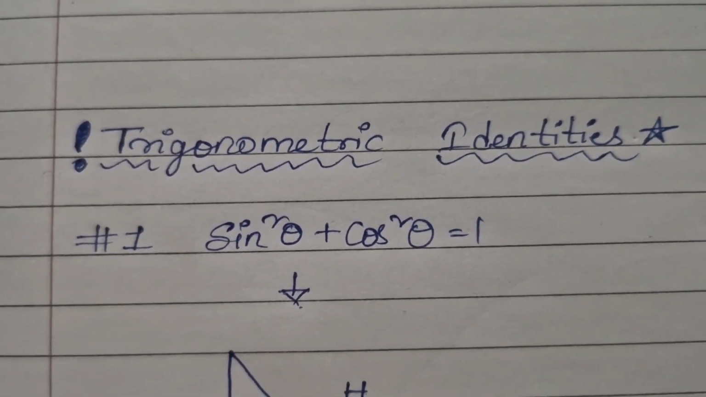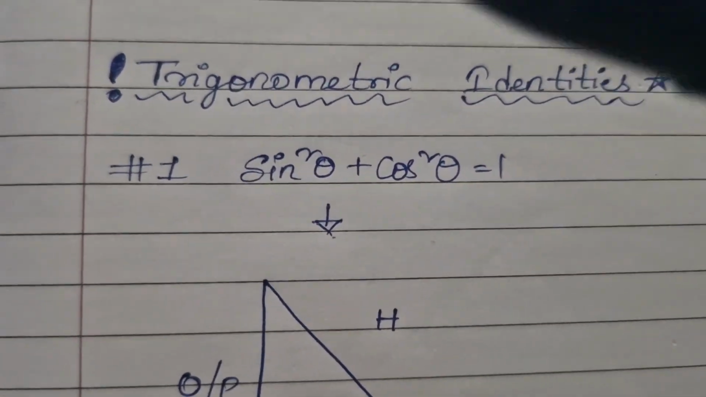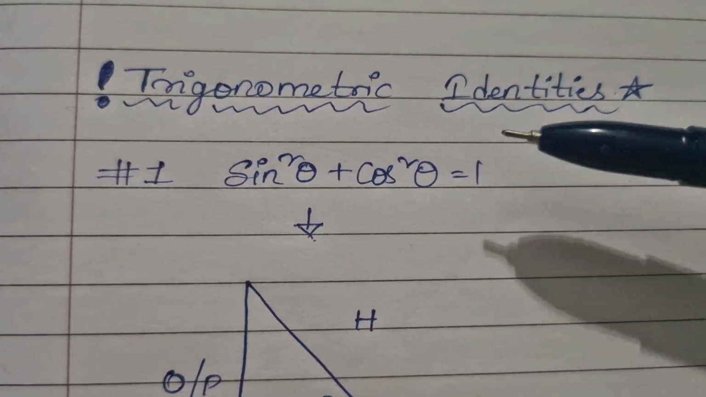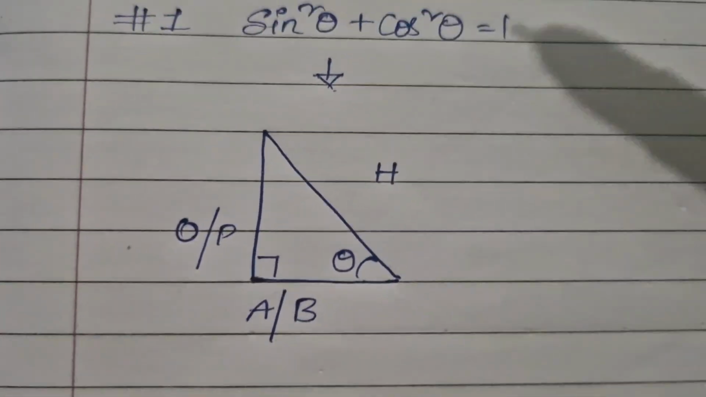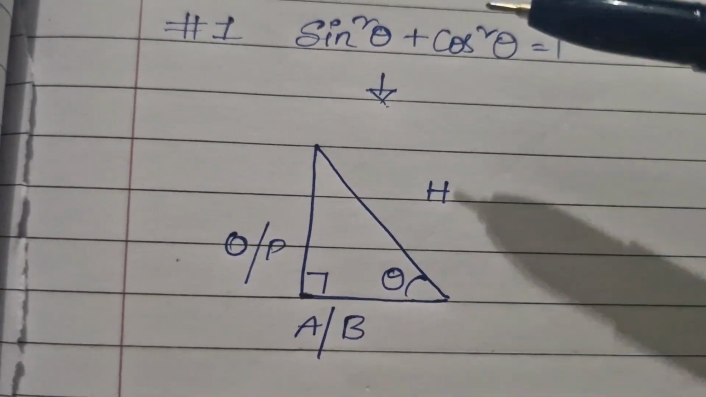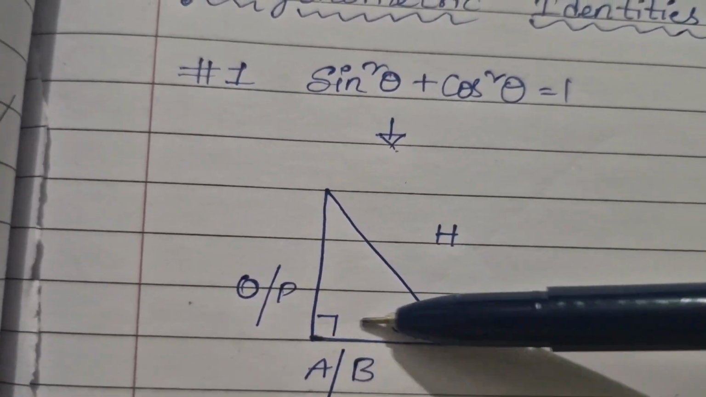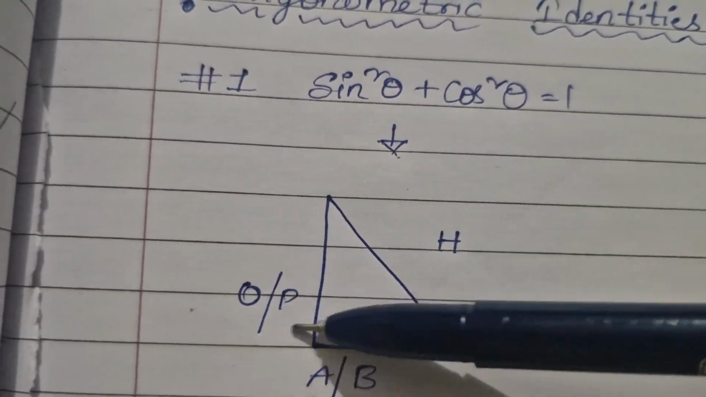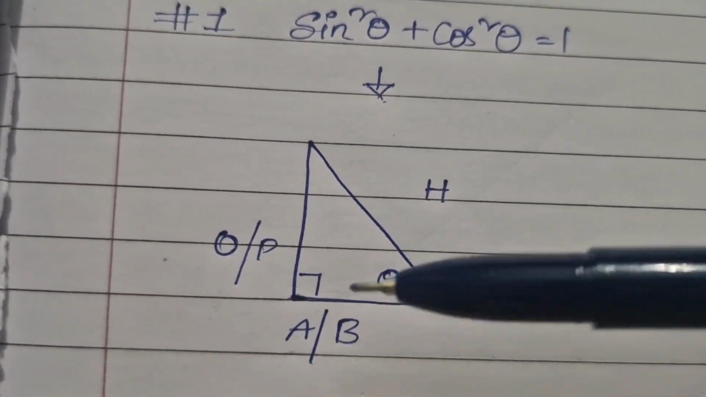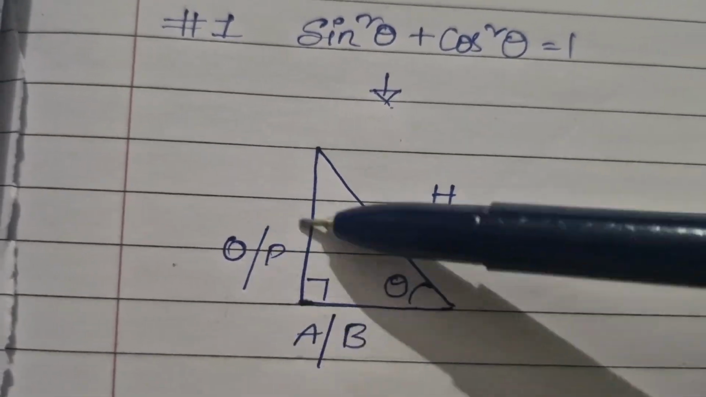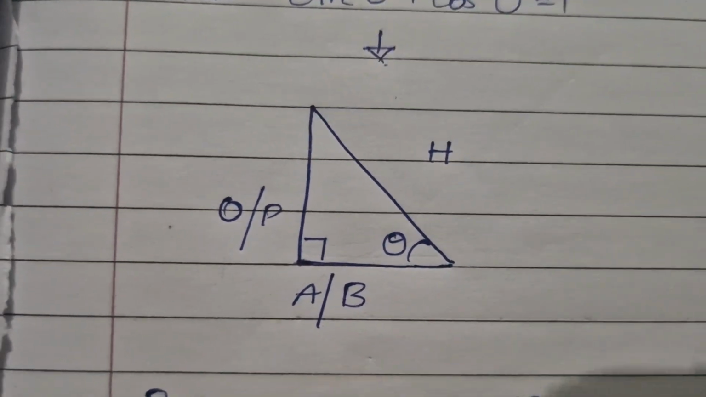So let us start. Our first identity is sine square theta plus cos square theta. Here sine square theta plus cos square theta is equal to 1. So, how did we get this formula? Let us check that. This is our right angle triangle. This side is the hypotenuse, this is the opposite, and this is the adjacent. We name the opposite side as P, and the adjacent side as B. Don't get confused. These are assumed names. I mean, I named them P and B. So don't get confused here.